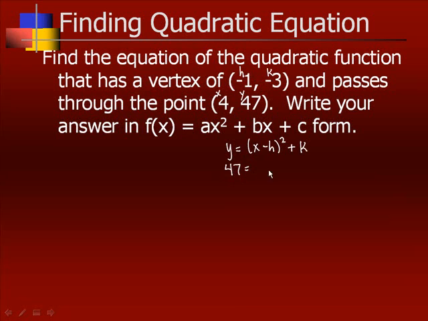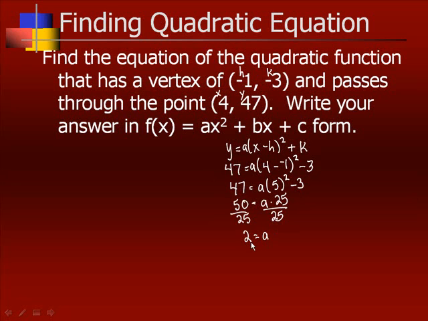So if we plug all this in, we get 47 equals 4 minus negative 1 squared plus k, which would be minus 3. Oh, we forgot our little a out here, didn't we? So we get 47 equals a times 4 minus a negative 1 is 4 plus a positive 1, which is 5 squared minus 3. Adding 3 to both sides, we get 50 equals a times 25. Divide both sides by 25, and we get a is equal to 2.